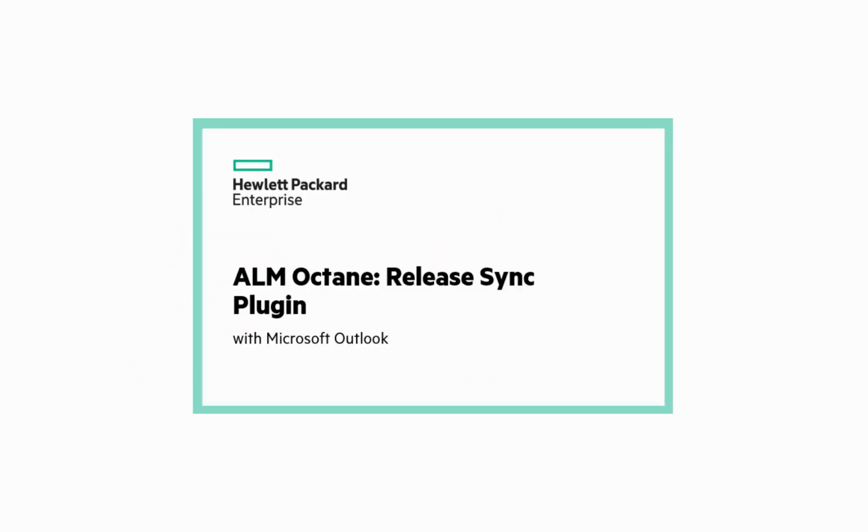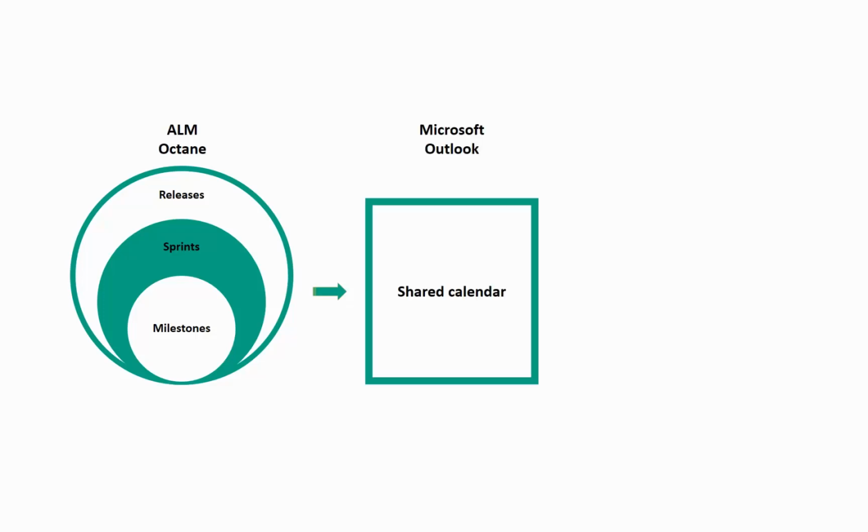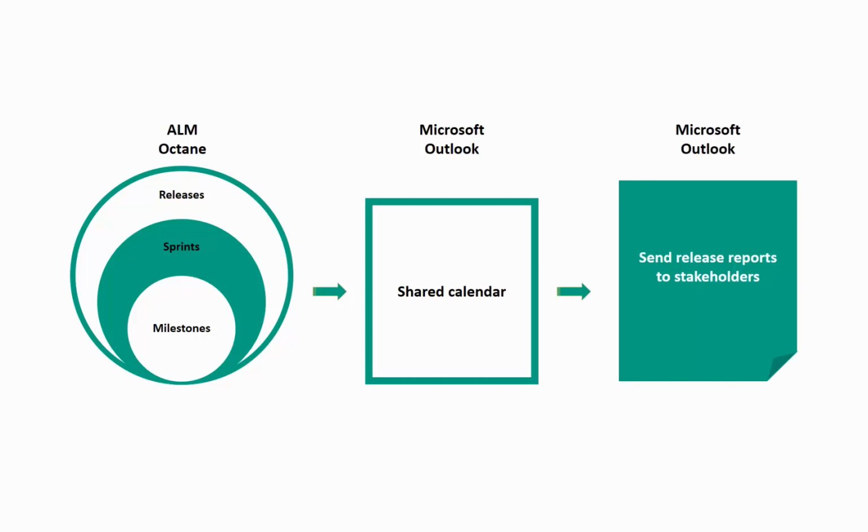This video will demonstrate how to use the Octane Release Sync plugin from Microsoft Outlook to enhance communication between everyone working on a release. The plugin lets you synchronize your Octane releases, sprints, and milestones with a shared calendar. You can also send release reports to stakeholders, informing others about open defects and user stories.